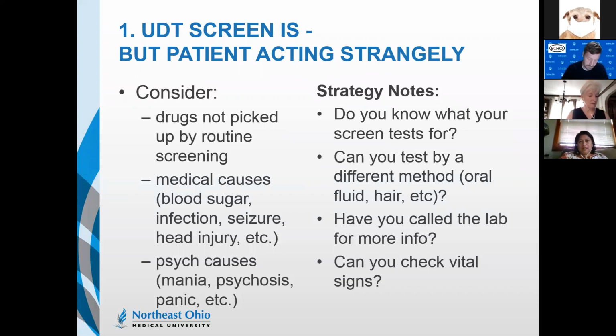The right-hand column is some of your strategy notes. Make sure you know what your screen is actually testing for. If this means that you have to talk to the pathologist at the lab, then talk to the pathologist at the lab. If you can get a different method of testing, try that. Like I said, call the lab if you can. And then if you can check vital signs, or if your clinic has the ability to check a blood sugar, all of those things are good, because then it'll give you more clues as to what might be going on.